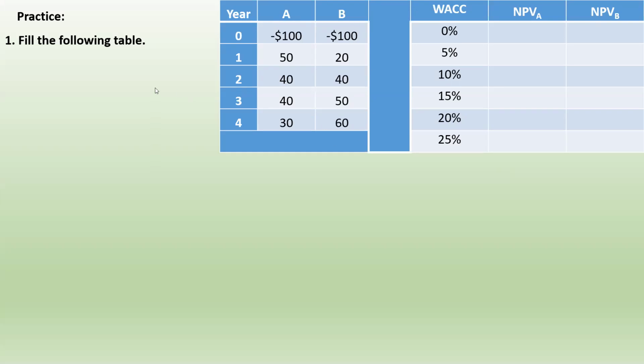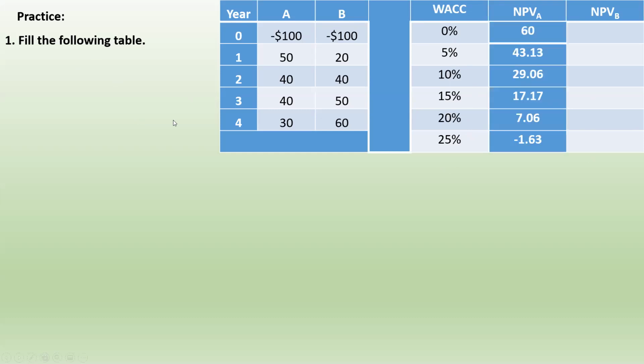And then the first question is asking you to fill in the NPV profile over here. So with the weighted average cost of capital from 0 to 25%, what happened to the NPV of both project A and B? So here, I will use the financial calculator procedure to show you how we could get the NPV profile for project A.